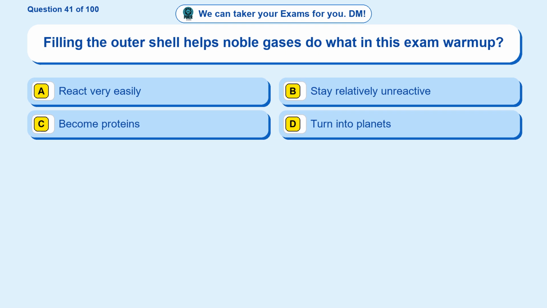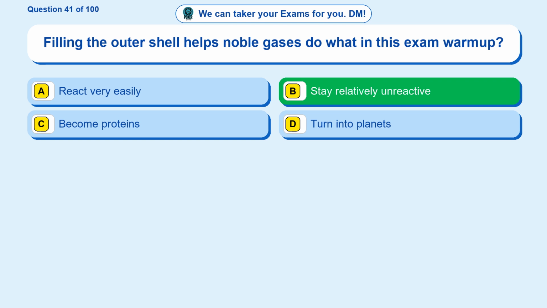Question 41. Filling the outer shell helps noble gases do what in this exam warm-up? Option A, react very easily. Option B, stay relatively unreactive. Option C, become proteins. Option D, turn into planets. The correct answer is option B.